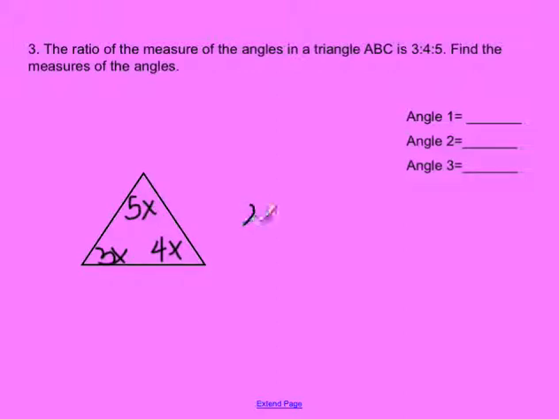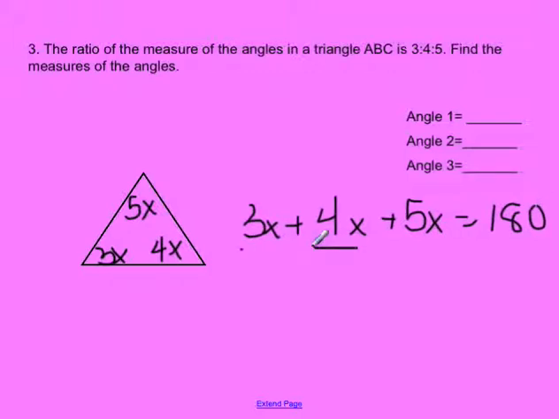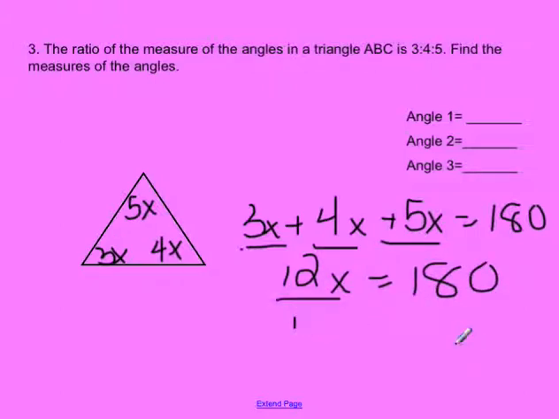Now we know that the sum of the interior angles of a triangle has to be 180 degrees. So we're going to add all of those up. 3 plus 4 is 7, plus 5 is going to give me 12. So I have 12x is equal to 180. Now I need to solve for x. To do that, I'm going to divide both sides by 12.